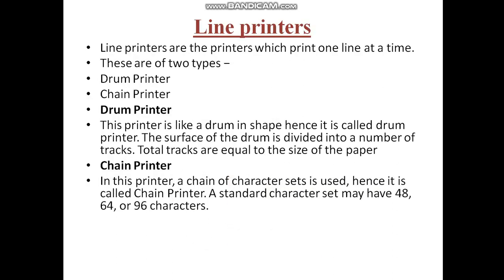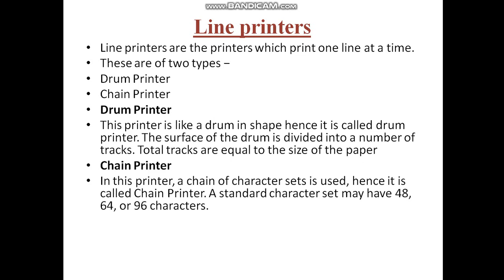Now second is a line printer. Line printers are the printers which print one line at the same time. A character printer prints one character at a time, but a line printer prints one line at a time. There are two types of line printers also.